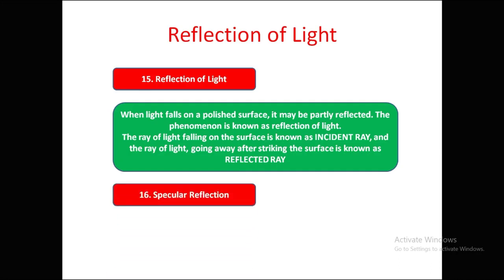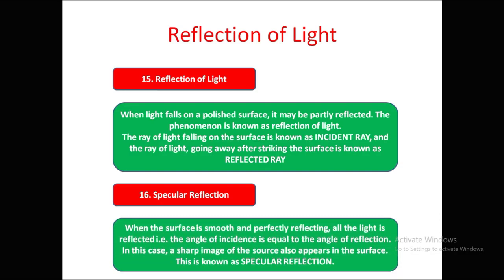The next one is specular reflection. When the surface is smooth and perfectly reflecting, all the light is reflected. That is, the angle of incidence is exactly equal to the angle of reflection. In this case, a sharp image of the source also appears in the surface. This is known as specular reflection. Specular means the source of light can be visible.